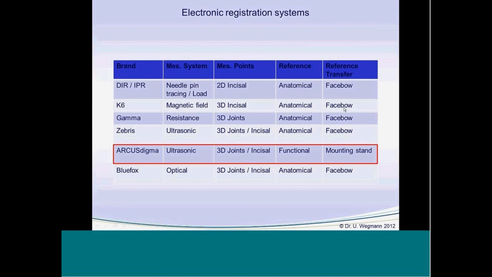And the transfer of the upper model position into the articulator is done without a face bow, as with the other registration systems. You only have to use this mounting stand, and this makes it very simple to transfer this position.